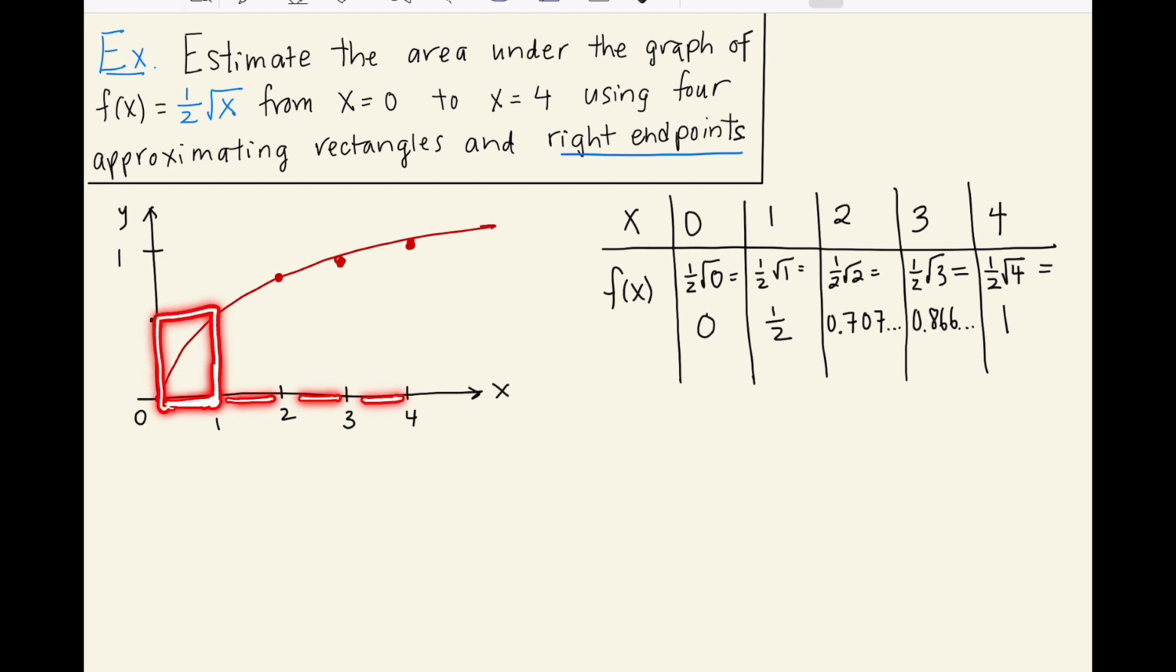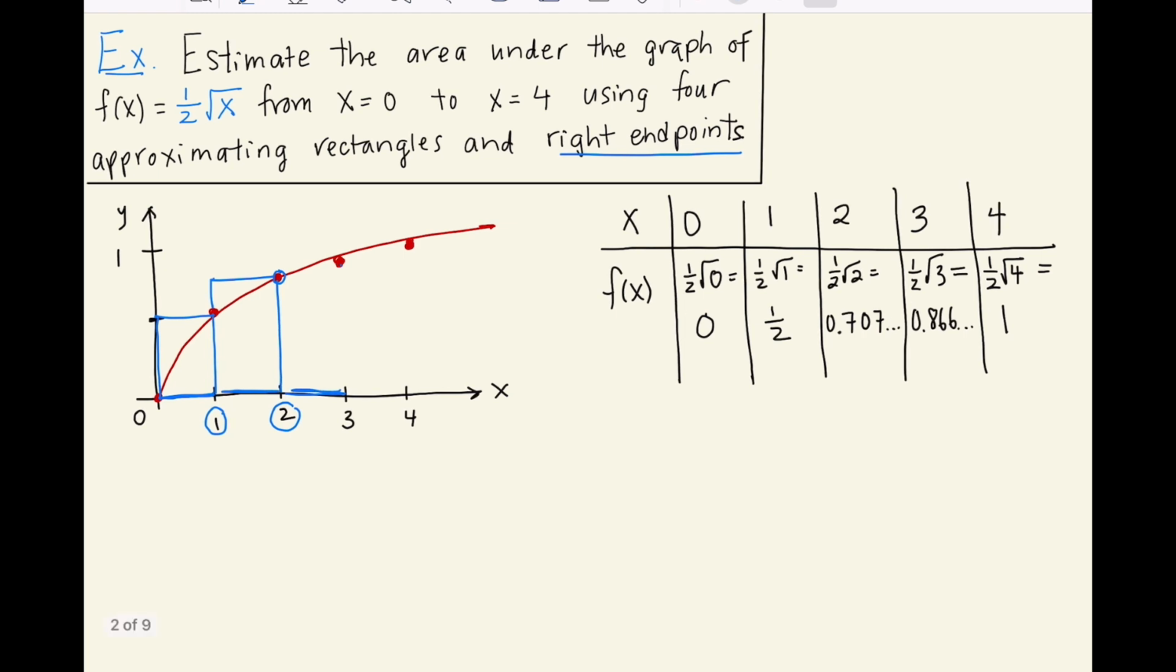So that would be my first rectangle. Let's just go through that process. The base of my first rectangle is from 0 to 1. The height, if I use the right endpoint, is given by f of 1. So the first rectangle looks like this. The second rectangle base goes from 1 to 2. Since the right endpoint is 2, the height is given by f of 2, which is just the point on the curve. So this is my second rectangle. The third rectangle has base from 2 to 3. The height is given by f of 3, and so this is my third rectangle, and so on. Here's the fourth rectangle.